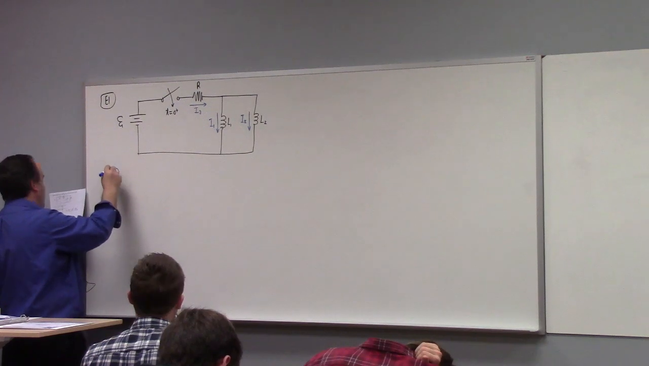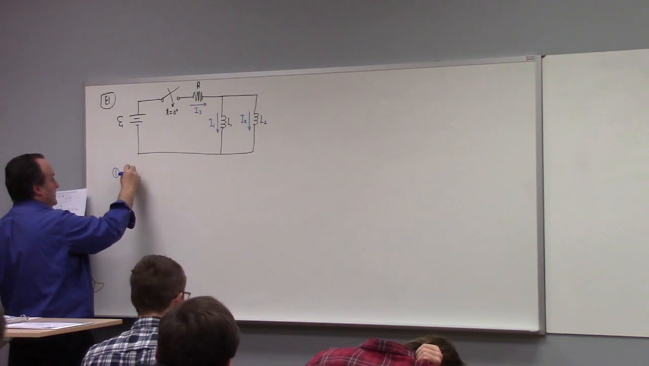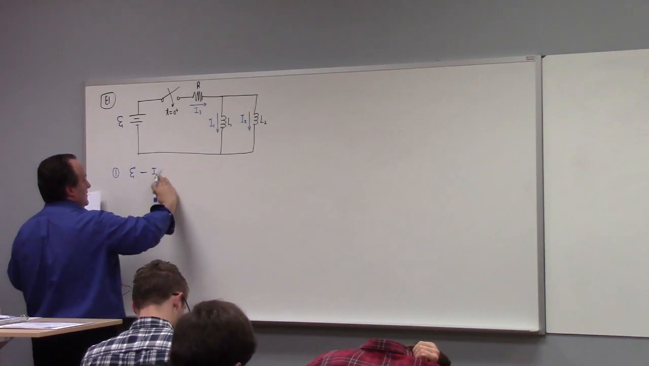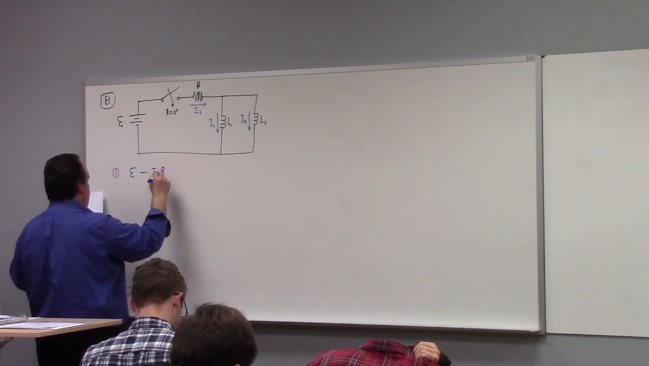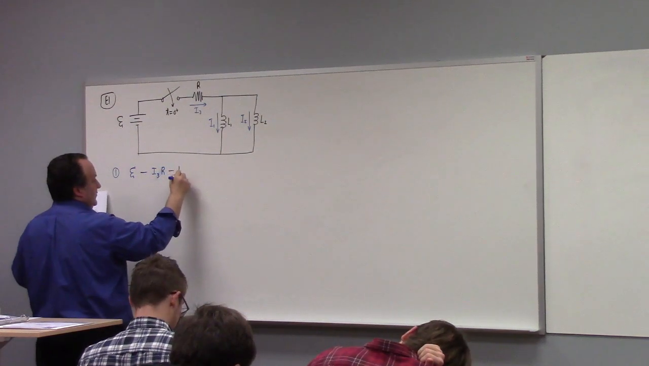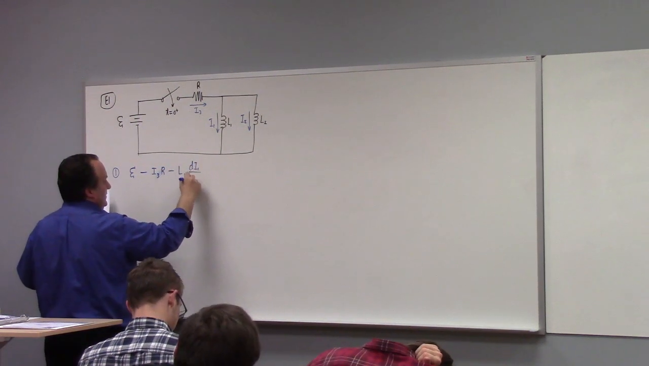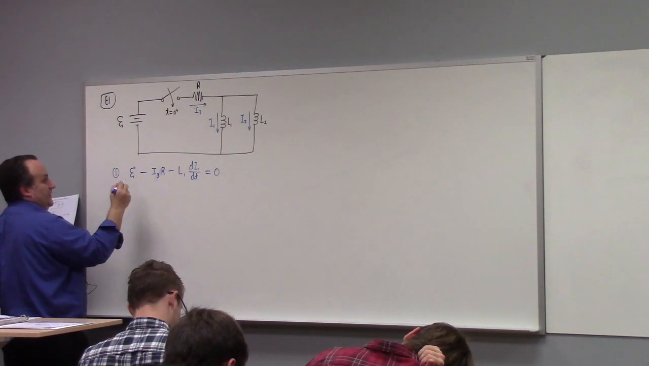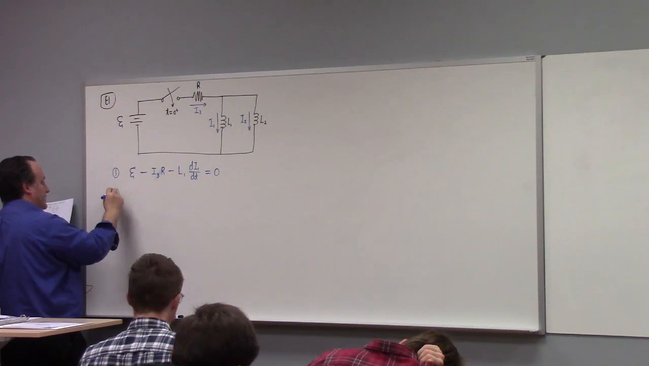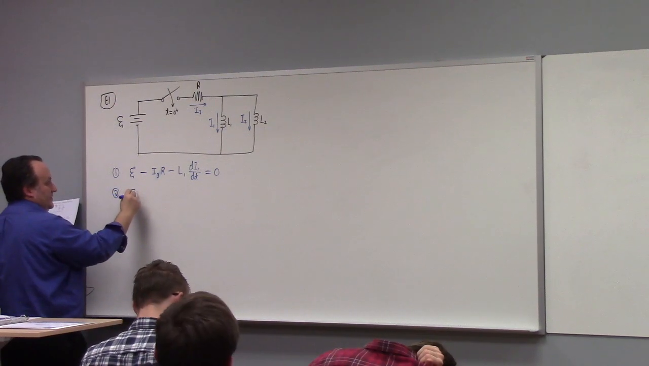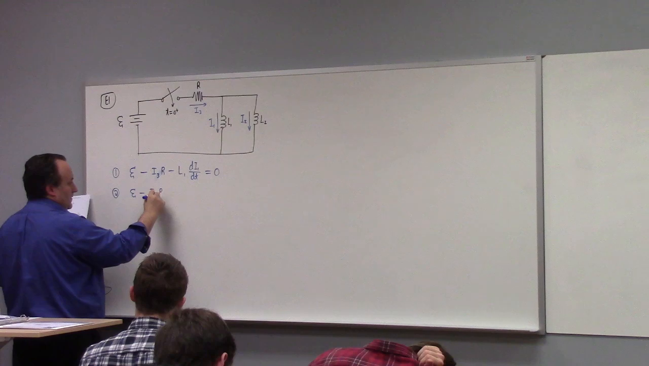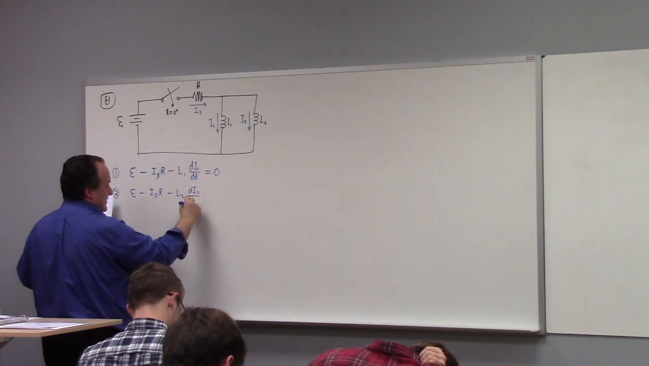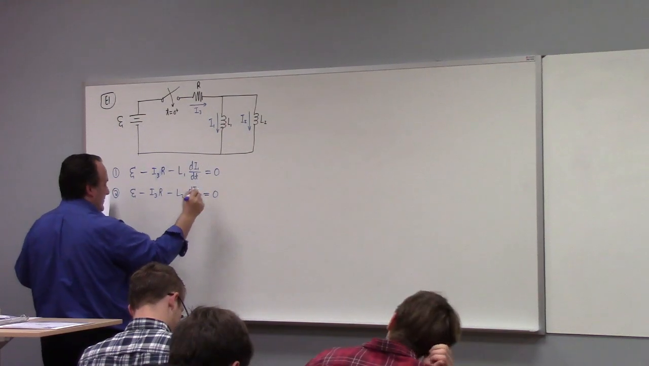Number 1, I have that the voltage E minus I3 times R minus L1 di1/dt, well, that's equal to 0. I wrote that one down last class, but we also have that E minus I3 R minus L2 di2/dt is equal to 0. It didn't seem like that would be helpful, but actually it's pretty helpful to write that down.